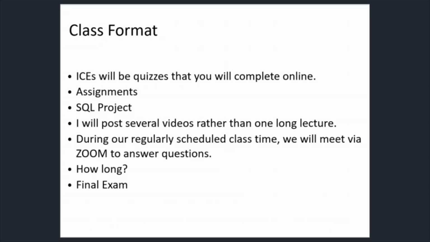So how are we going to get there? First of all, our ICEs. We will continue to have ICEs, in-class exercises. They will be quizzes that you complete online. Our assignments will be essentially the same as they would have been had we met in person. I'll post them online to Blackboard, and you will complete them independently.